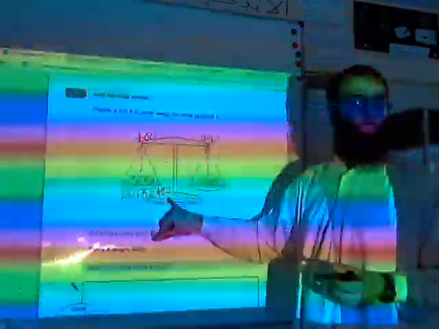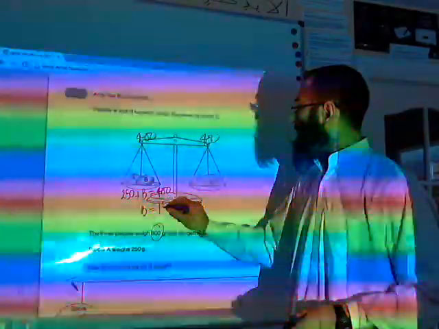800. It says here parcel A weighs 250. So hang on a second. 250 add B is equal to 400. Now, what's the opposite of adding 250? Minus. Minus 250. 400 minus 250 is 150. How much does parcel B weigh? 150. Parcel B weighs 150.